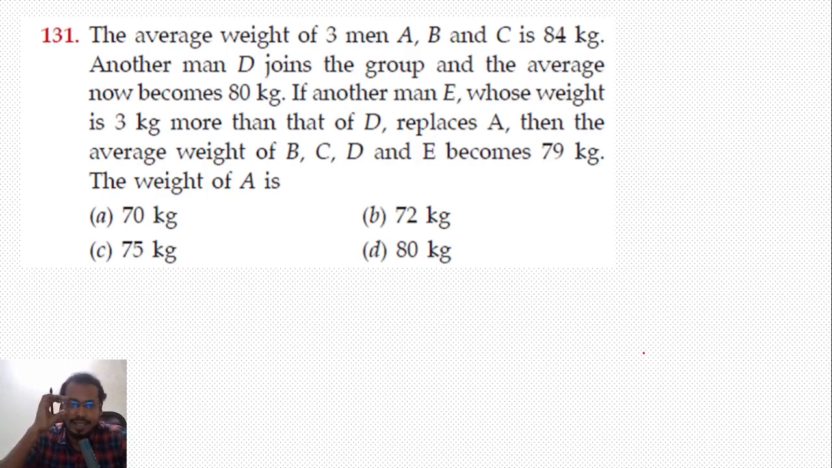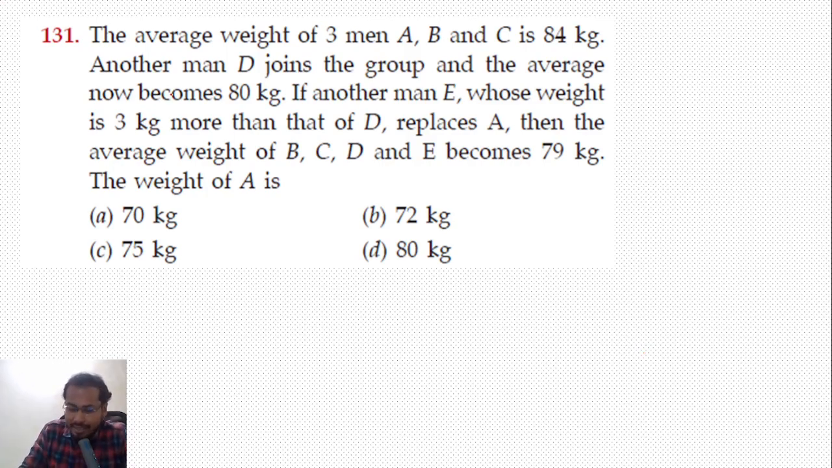Let me start. So the average weight of three men A, B and C is 84 kg. Another man D joins the group and the average now becomes 80 kg. If another man E, whose weight is 3 kg more than that of D, replaces A, then the average weight of B, C, D and E becomes 79 kg. Weight of A is what? So we can guess the question, but even though I want to explain this step by step clearly, so how to get the answer for this, please listen.